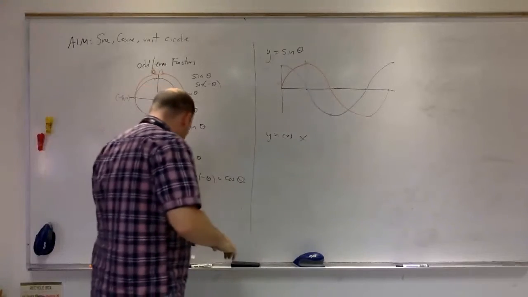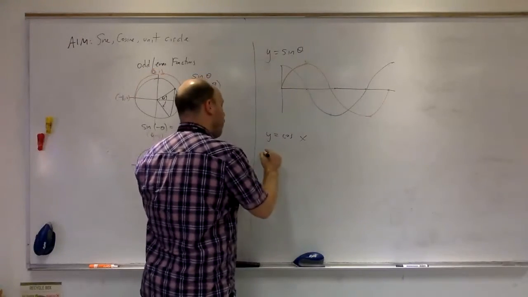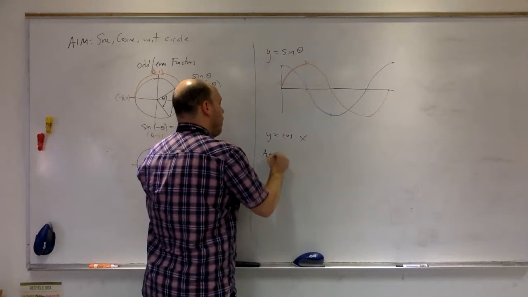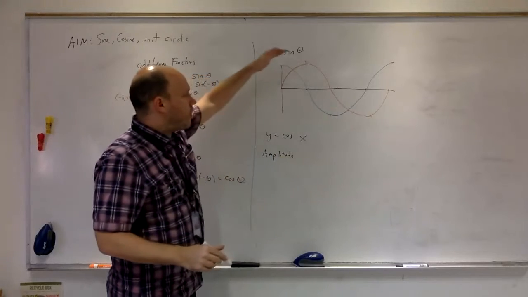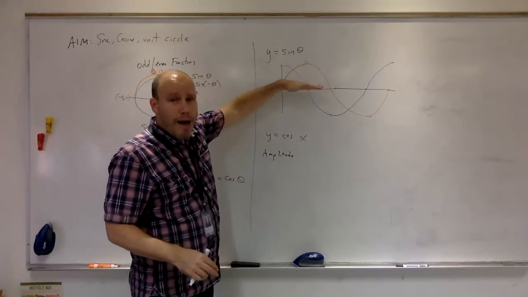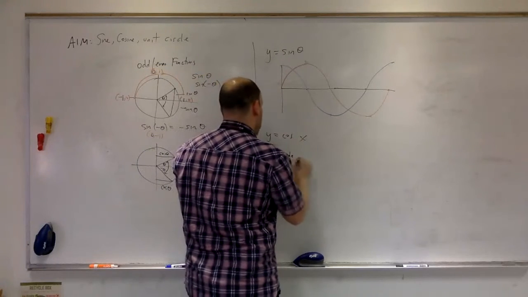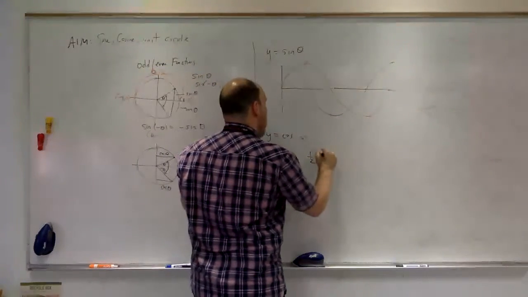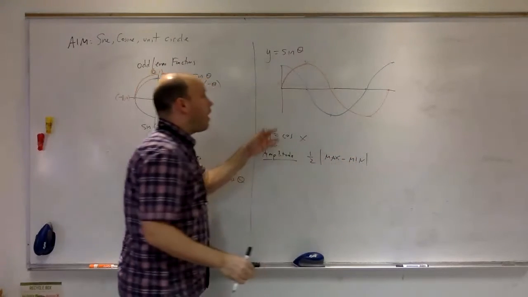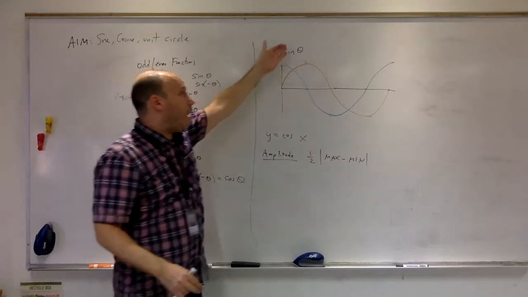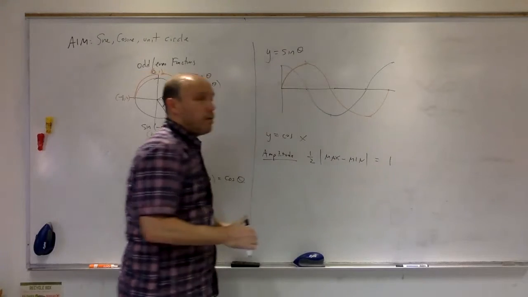Another thing you might have noticed is something called the amplitude. The amplitude is the distance from the midline to a maximum. Once again, we take the amplitude as one half the distance between the max and the min. So a basic sine wave and a cosine wave have an amplitude of 1.